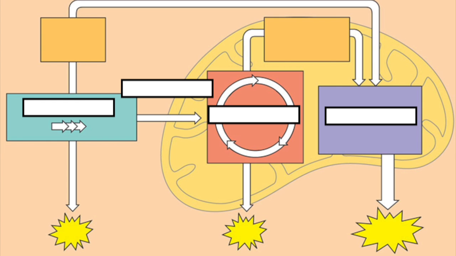So in this diagram, you can see the four main steps of cellular respiration. The blue square is glycolysis. The little bar between the blue and the red is the pre-Krebs cycle. The red-orange circle is the Krebs cycle, and the purple is the electron transport chain and ATP synthase action.